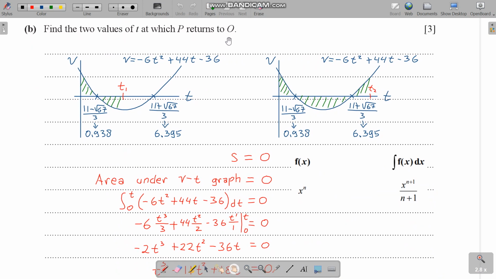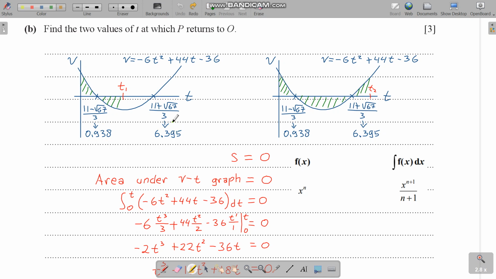So P returns to O means the displacement is 0. If you want to visualize it, look at the v-t graph here. So this is the velocity function. To find the displacement, we use the area under the graph, which is the integral of the function. If you find the x-intercepts, you're going to get something around 0.9 and 6.4.